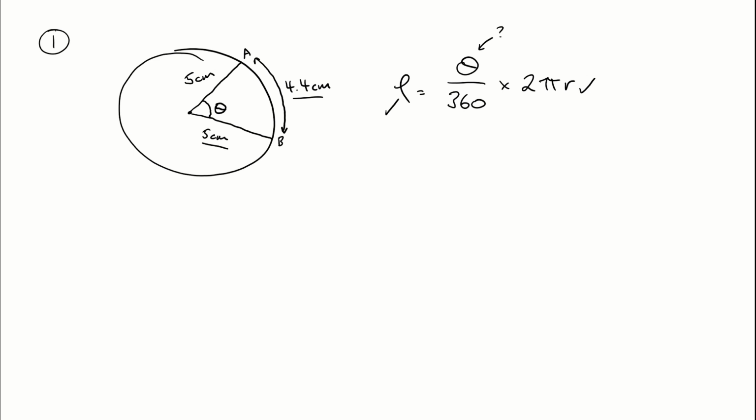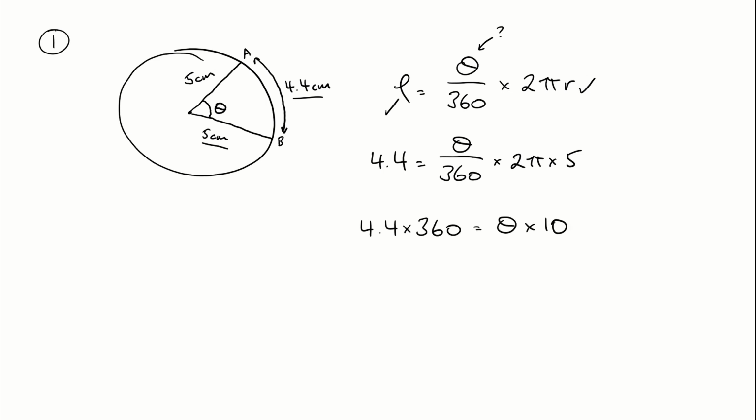So let's substitute some points in. I know that the arc length is 4.4. I'm not sure what theta is, okay, but I know that my radius here is equal to 5. And if we do some rearranging, we can solve for theta. Let's say that 4.4 times 360 is equal to theta times 10 pi.